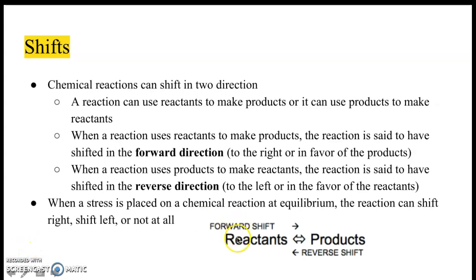And here is a little diagram to show you. Again, reactants go to products. We have the double arrow, but a forward shift is favoring the right direction or the products. A reverse shift is shifting to the left or favoring the reactants.